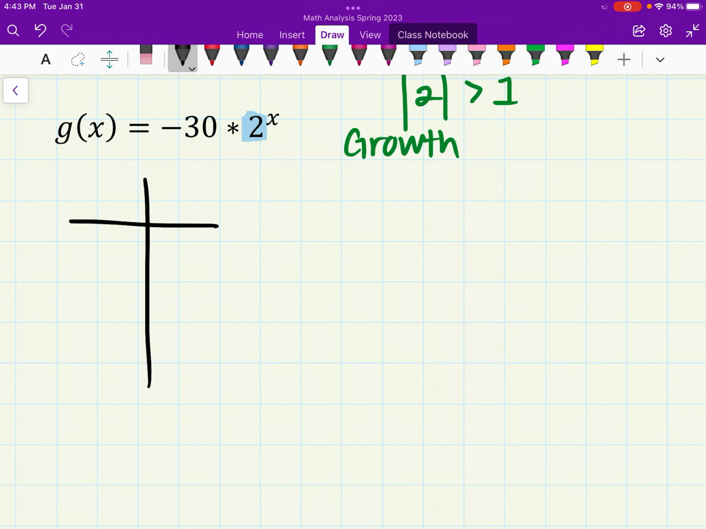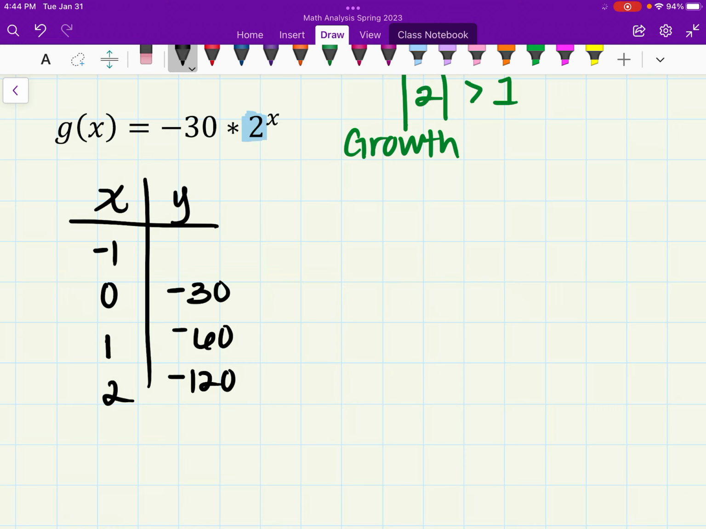So let's go ahead and create a table. I am going to be setting up with our first term, which is 0, negative 30. Now, let's go ahead and try what happens when we do a 1 with the 2, and maybe also a negative 1. So if I substitute in a 1 into the equation, that's just going to be 2 times negative 30, which is negative 60. And then 2 to the second is 4. 4 times negative 30 is negative 120.